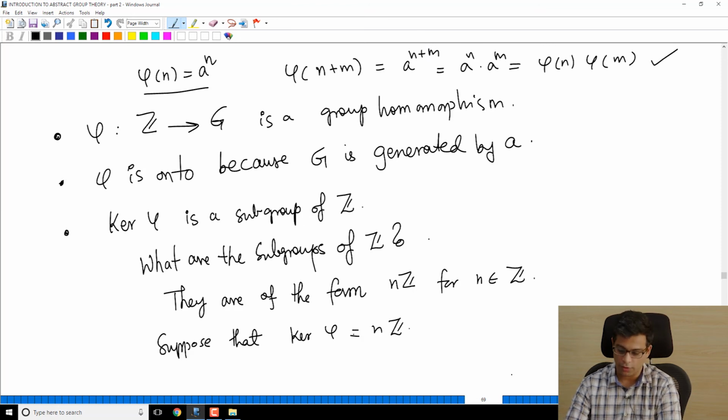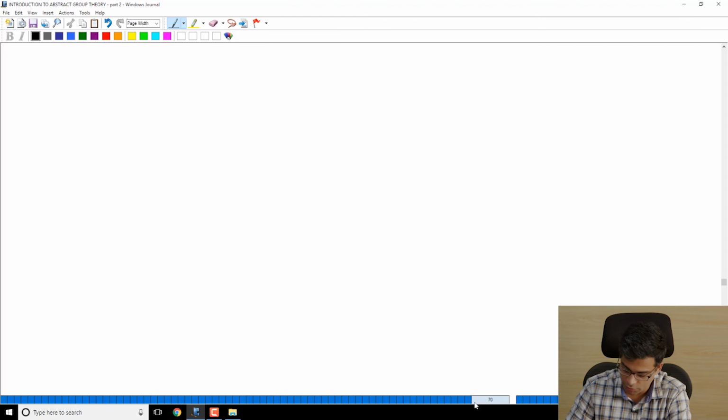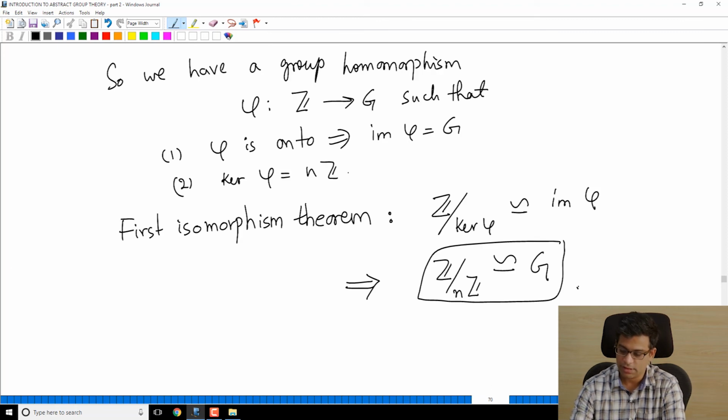So we wanted to prove that if G is a cyclic group, there exists an integer n such that G is isomorphic to Z mod nZ. We have shown that, so this completes the proof of the theorem. The first isomorphism theorem is a very simple statement, because its proof is clear, but it's a very powerful result. It comes up all the time.